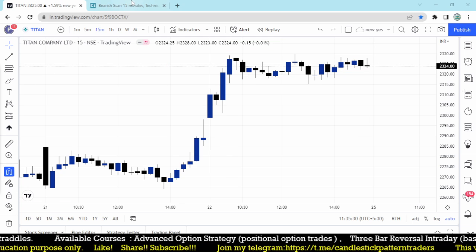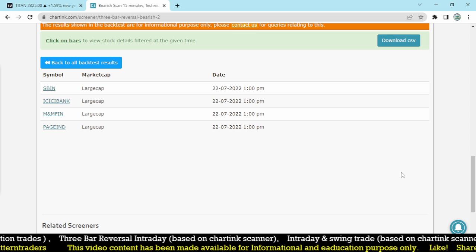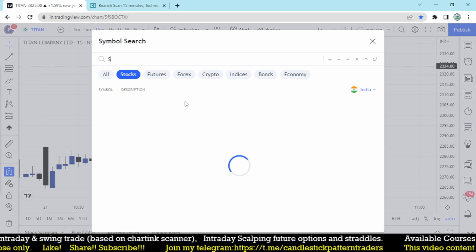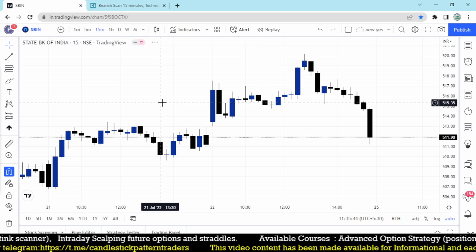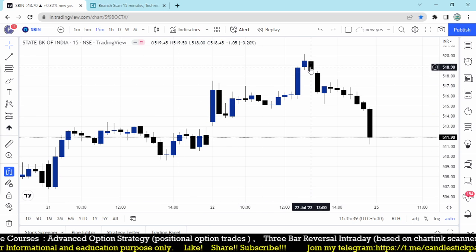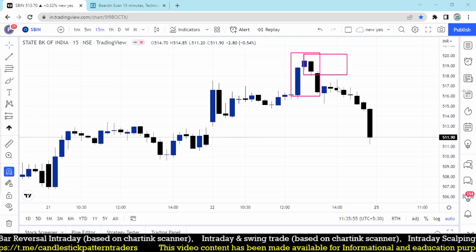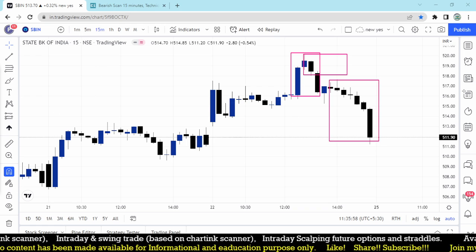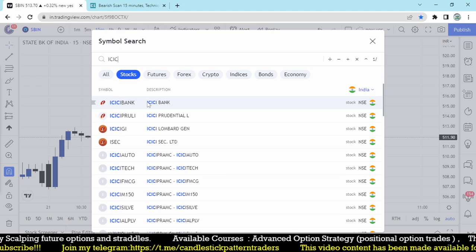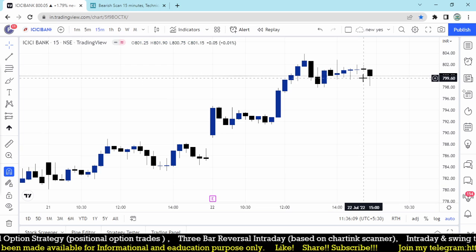Whatever other stocks form such a pattern, at that time we have a 3-bar reversal: State Bank, ICICI, M&M, Page, SBIN. Good. For the 1 p.m. time, that was working well. State Bank of India, which was small risk, we got a big profit, and till the end of the day it is down. And ICICI Bank, using these 3 bars, it is not moving well, it ended with a small risk.